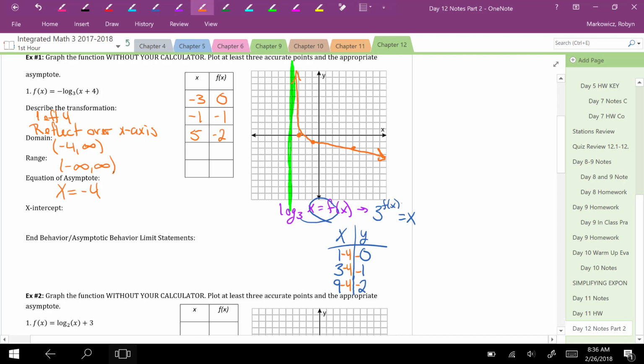X-intercept, where's the x-intercept at? If you can't see it on the graph here, you can always come to your table, see where y is equal to 0, and just copy that point down, -3, 0.